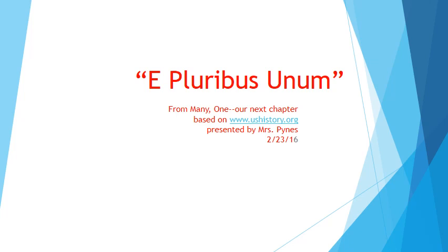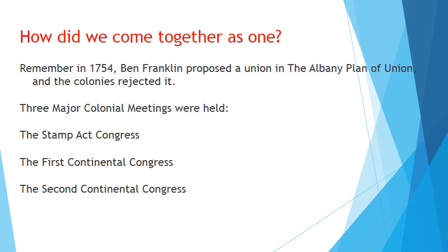And E Pluribus Unum means from many, one. If you look at your money, you'll see that statement's on there. So go ahead and set up your paper and let's get ready to rock and roll this. So how did we come together as one?